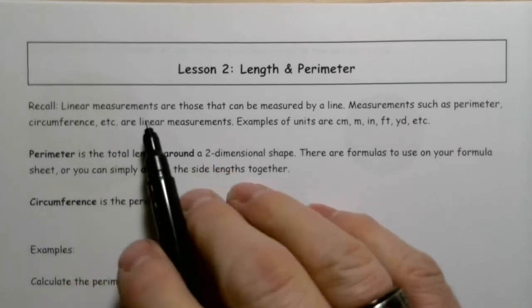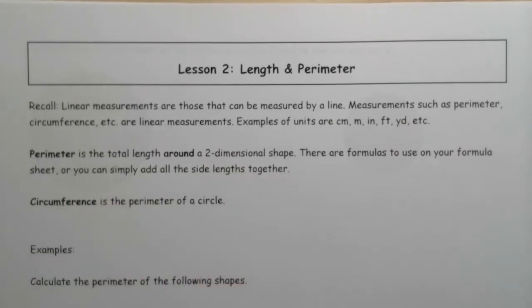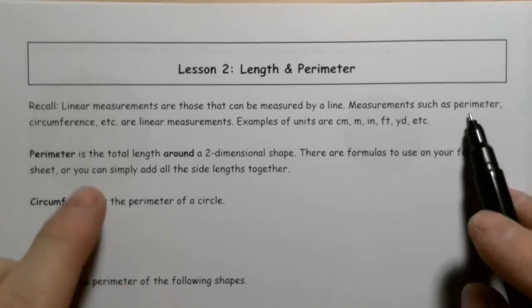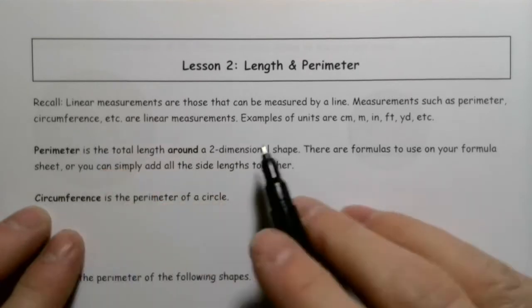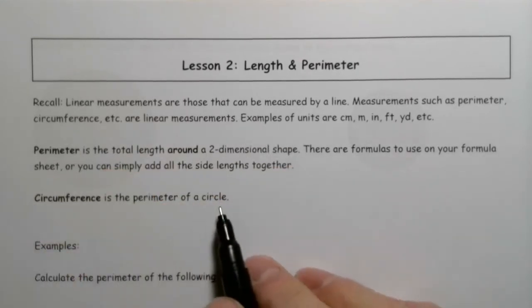So linear measurements are those that can be measured by a line. They're measurements that, in some cases, if you unfolded it, you could lay it along a straight line, and then you can measure it from end to end using the appropriate instrument. So measurements like perimeter and circumference, because circumference is, like it says right here, the perimeter of a circle.